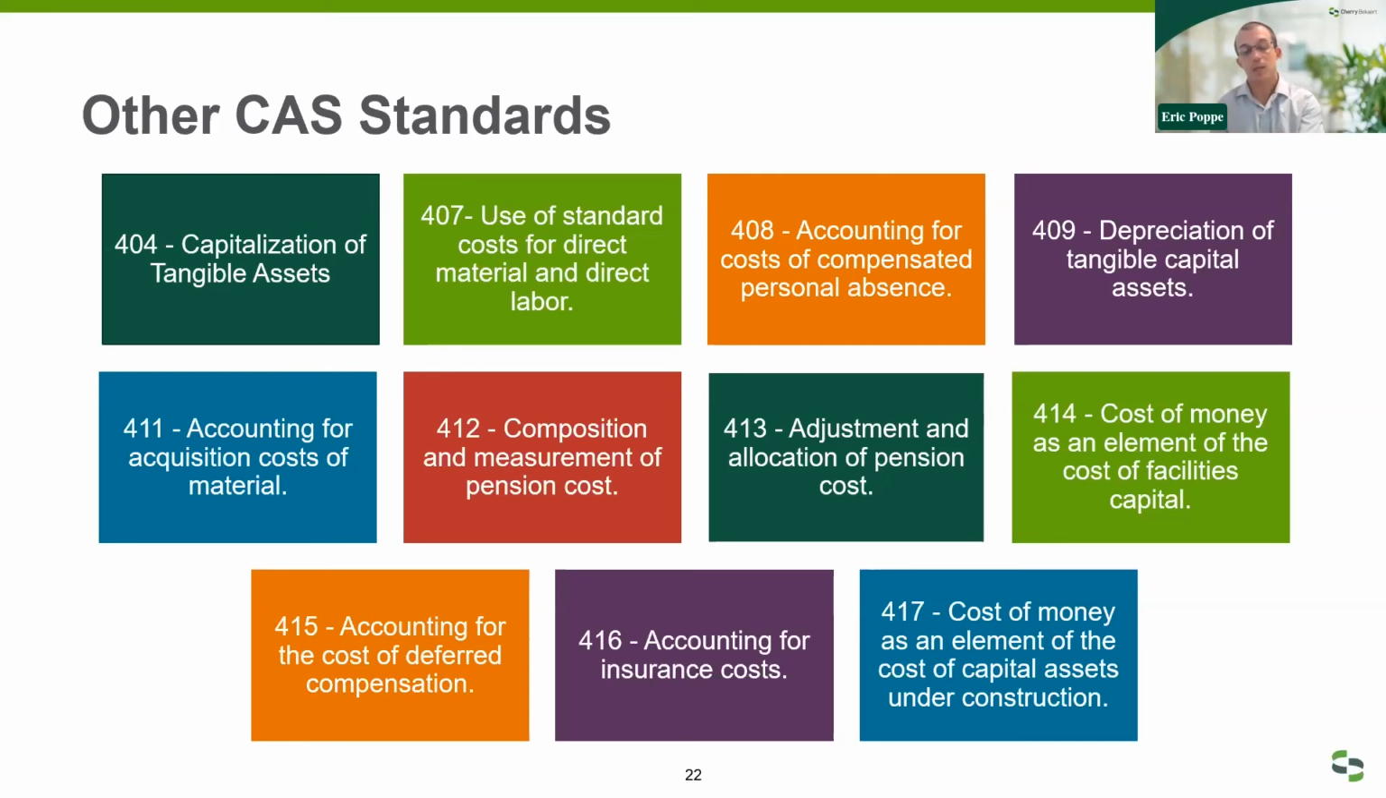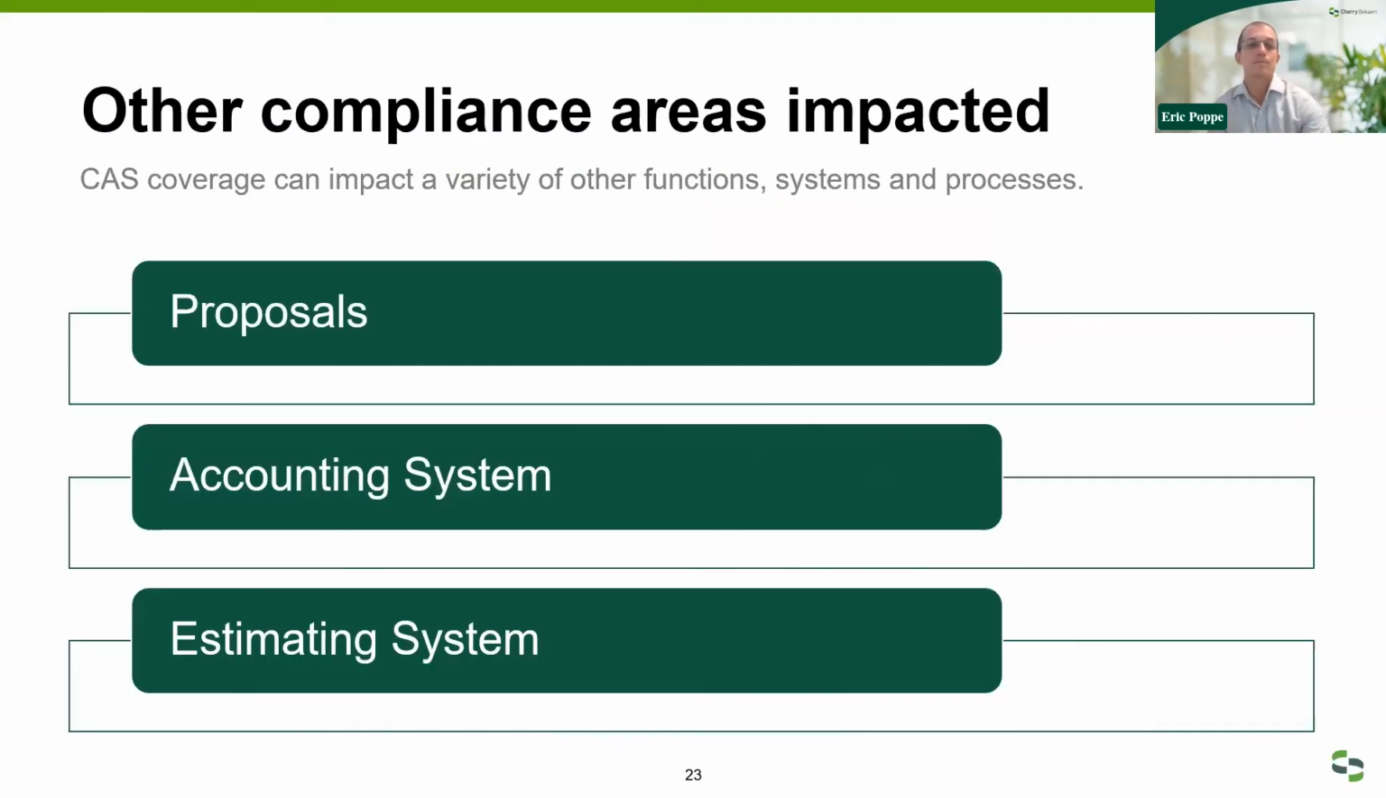So as we close out this webinar, we want to talk about CAS coverage. A lot of contractors get caught up with the disclosure requirement, mainly that, but this really does impact other areas of compliance and also potential business development activities that companies should be aware of. And it's not just a finance and accounting issue either. Some areas of functions or systems that could be impacted: first is your business development proposals.